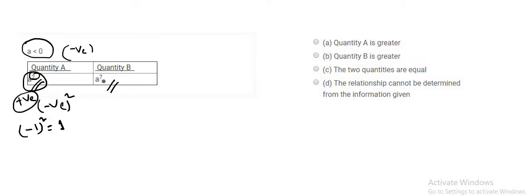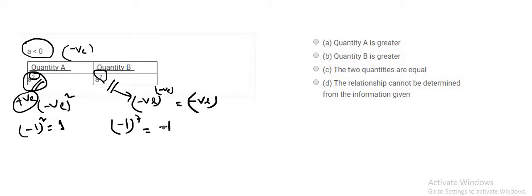But on the other hand, here the power is raised to 7, which is an odd number. So if you take a negative quantity and raise it to an odd power, the answer is going to be negative all the time. So for example, minus 1 to the power 7 is going to be minus 1.